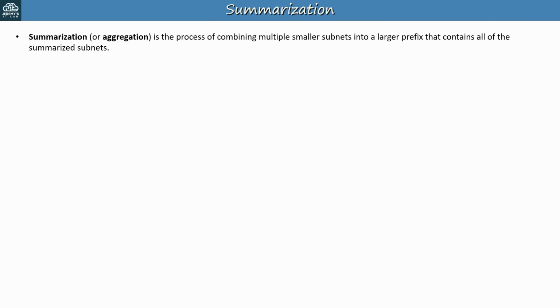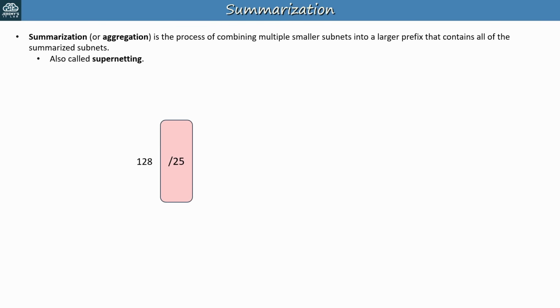So that's subnetting. Now let's look at the opposite process. Summarization, or aggregation, is the process of combining multiple smaller subnets into a larger prefix that contains all of the summarized subnets. It's basically the opposite of subnetting. In fact, it's also called supernetting.